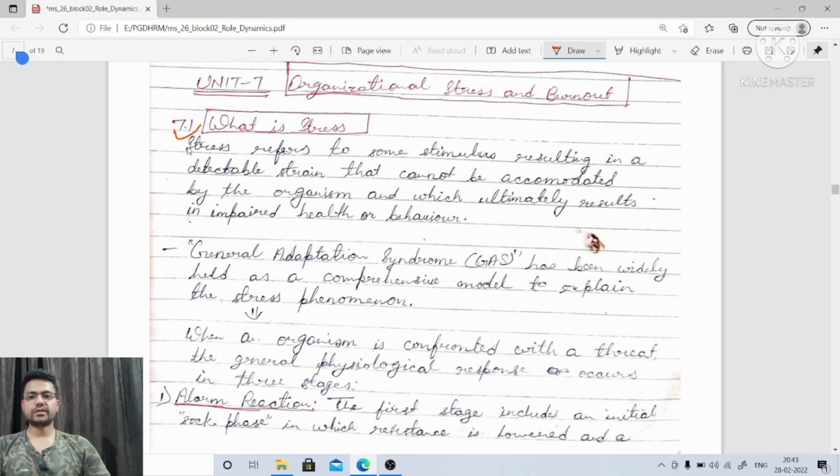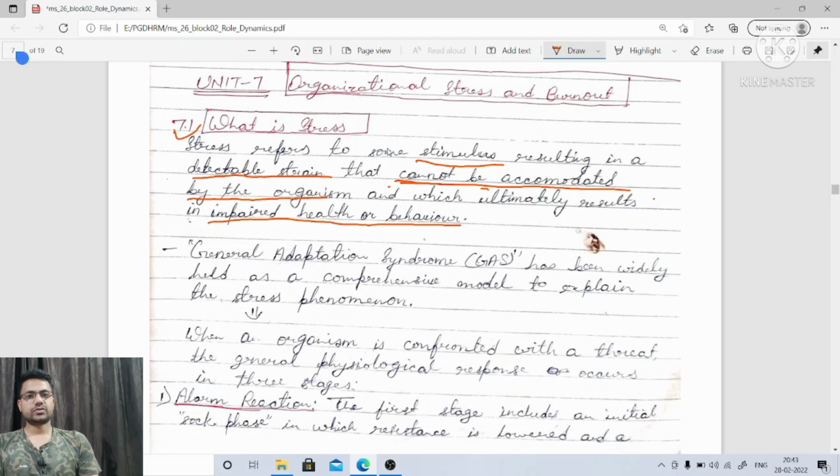So that's why here you can see written: stress refers to some stimulus. This is a type of stimulus that results in detectable strain that cannot be accommodated by the organism, and results in impaired health or behavior. So stress is a type of stimulus which results in detectable strain that cannot be accommodated by the organism, and which ultimately results in impaired health or behavior.